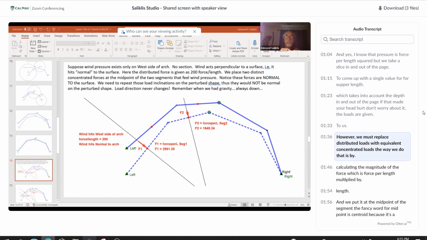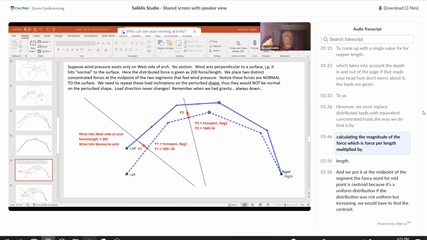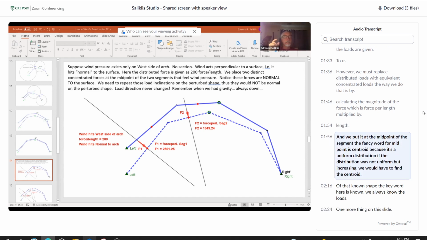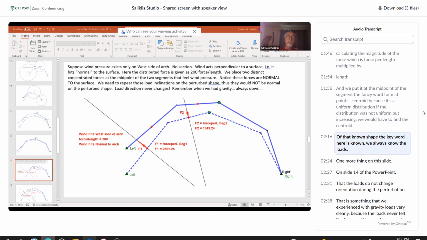However, we must replace distributed loads with equivalent concentrated loads. The way we do that is by calculating the magnitude of the force, which is force per length multiplied by length. And we put it at the midpoint of the segment. The fancy word for midpoint is centroid because it's a uniform distribution. If the distribution was not uniform but increasing, we would have to find the centroid of that known shape. The key word here is known. We always know the loads.